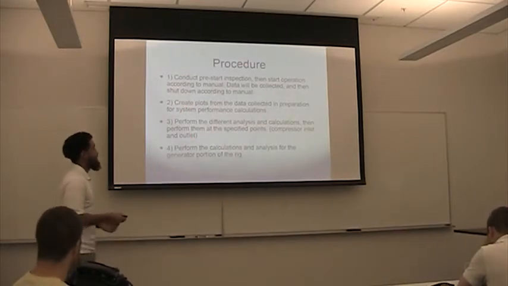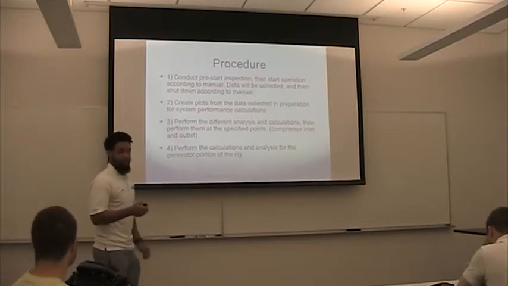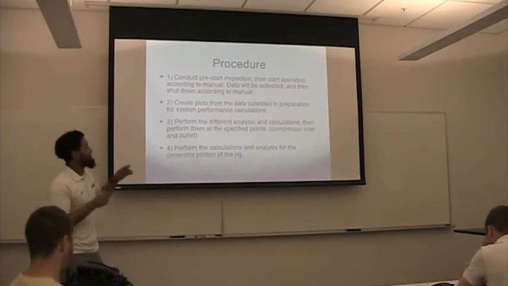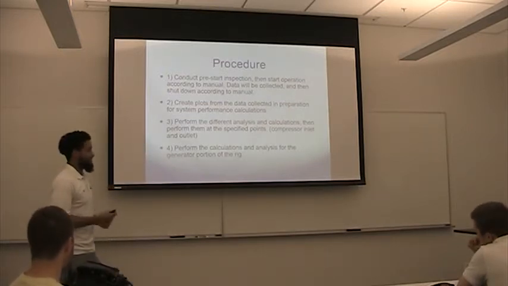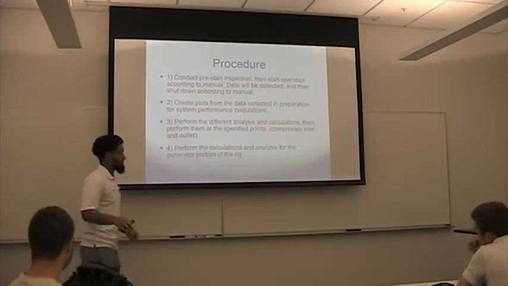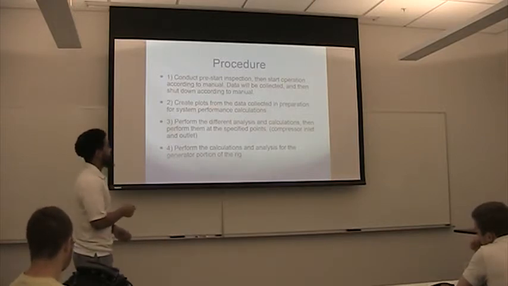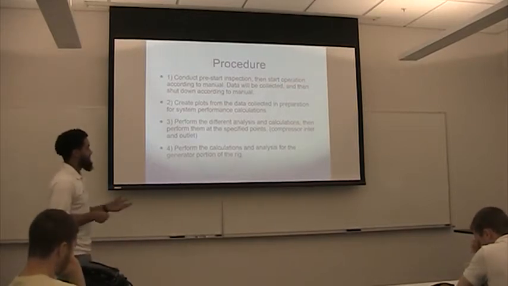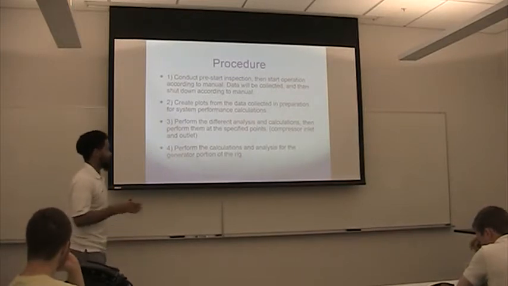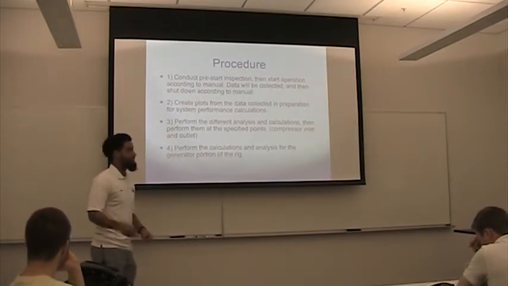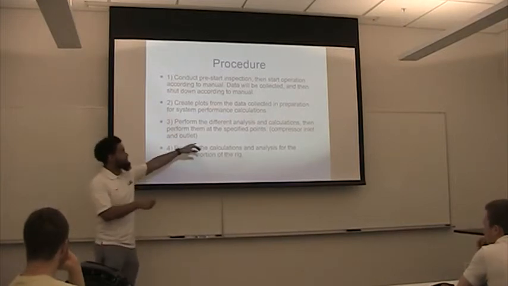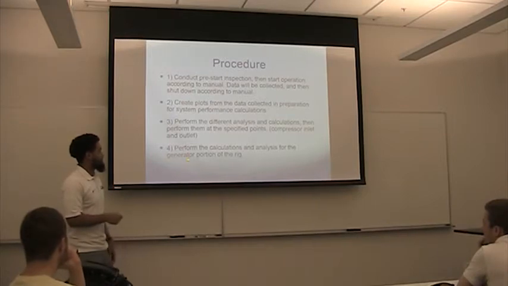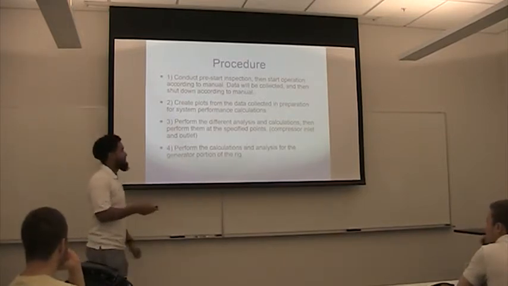The second part is to create plots from the data collected in preparation for system performance calculations. So we'll be creating the data from multiple different system performance levels, and therefore we'll want to create the plots to compare them so we can find the most efficient one. We'll perform the different analysis calculations, and then we'll perform the calculations and analysis for the generator portion of the rig. They want us to do it at specified points, mainly the compressor inlet and the outlet. And then, of course, we want to see how the generator runs at different points.